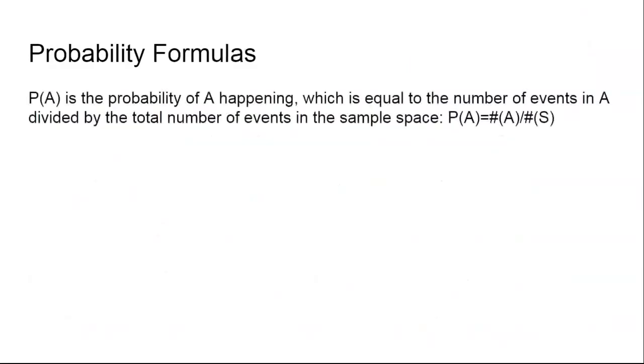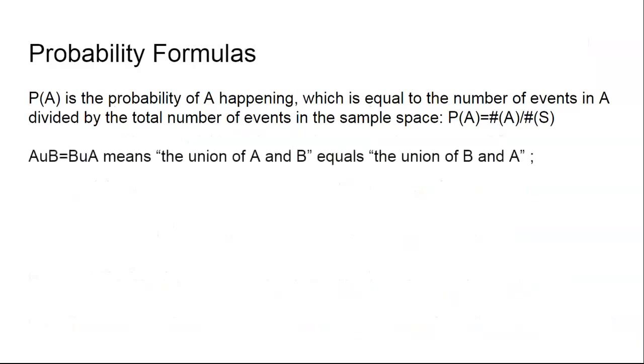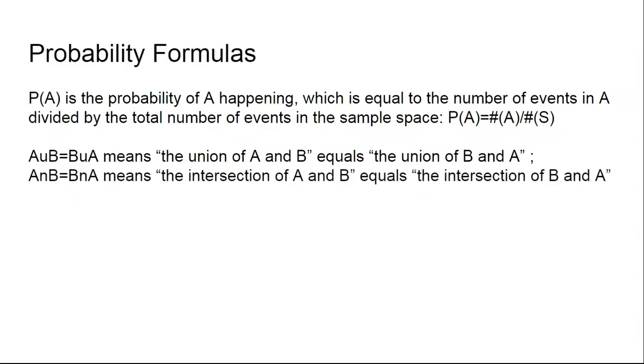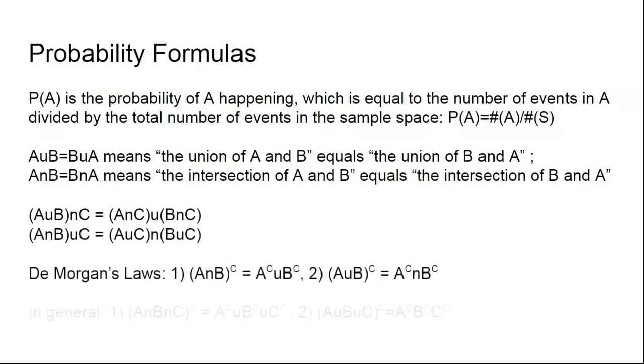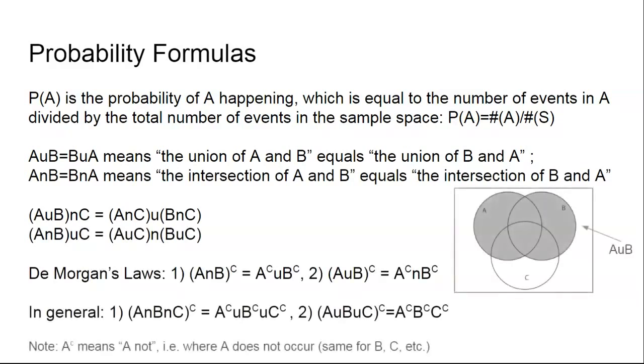P of A is the probability of A happening, which is equal to the number of events in A divided by the total number of events in the sample space. A union B and B union A are the same thing, as are the intersection of A and B and the intersection of B and A. In other words, order doesn't matter. Here are some rules to know, including De Morgan's laws, and please note that A^C means A not. In other words, where A does not occur. This is the same for B, C, etc.